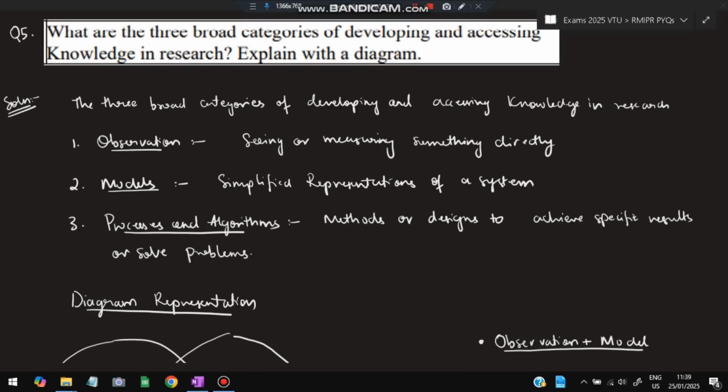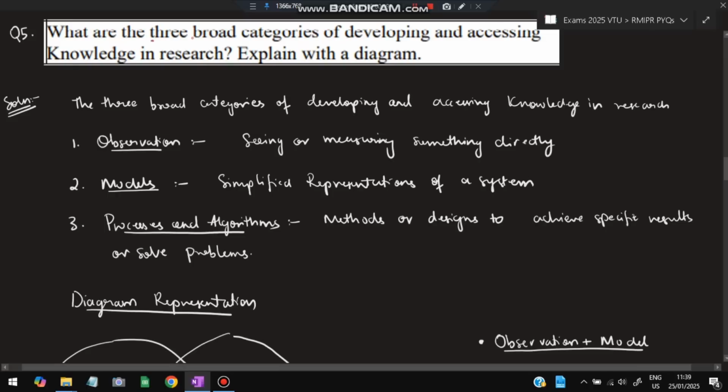The next question is, what are the three broad categories of developing and accessing knowledge in research? How many categories are there? Three categories. Categories of what? Categories of developing and accessing the knowledge in research. There is knowledge and we have to develop and access that knowledge. There are three categories of that. How do we do that?